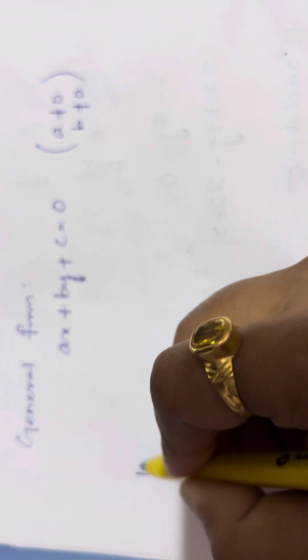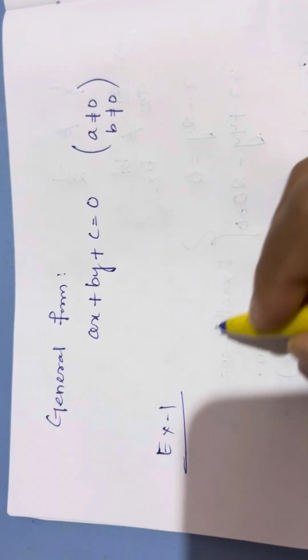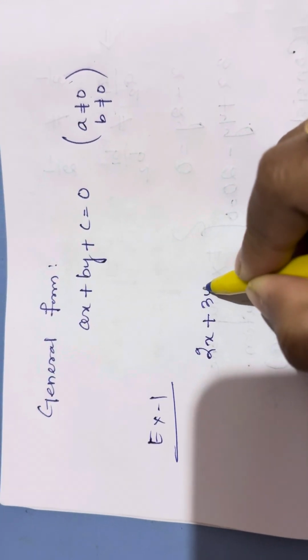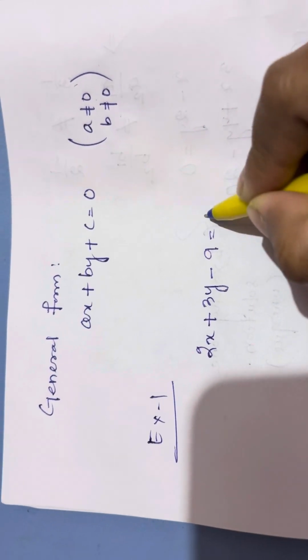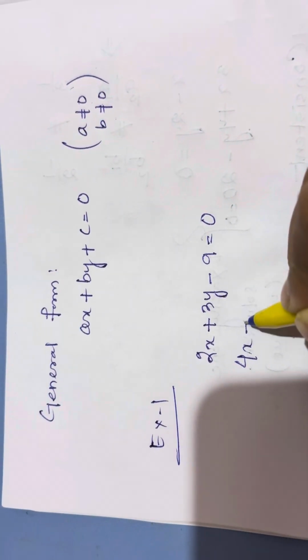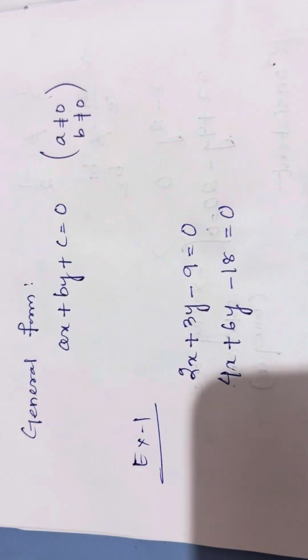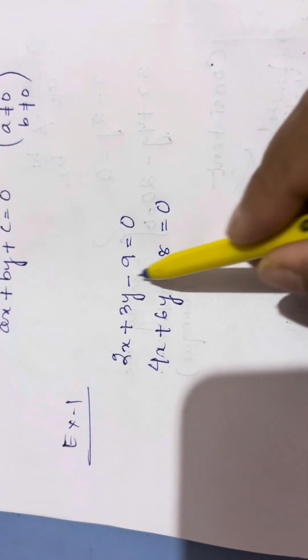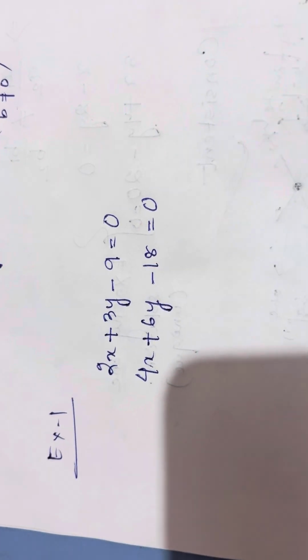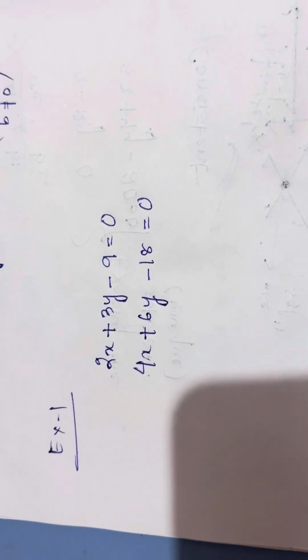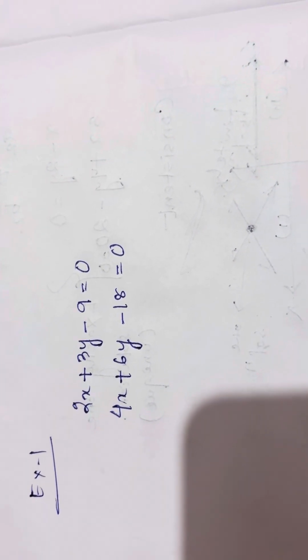Let's take the example here. Example number 1. I am taking the system of linear equations as 2x + 3y - 9 = 0 and 4x + 6y - 18 = 0. Okay, so I have these two linear equations. As I am having two linear equations, I can say it's a system of linear equations. Now we'll check whether it will be having one solution, many solutions or no solution.